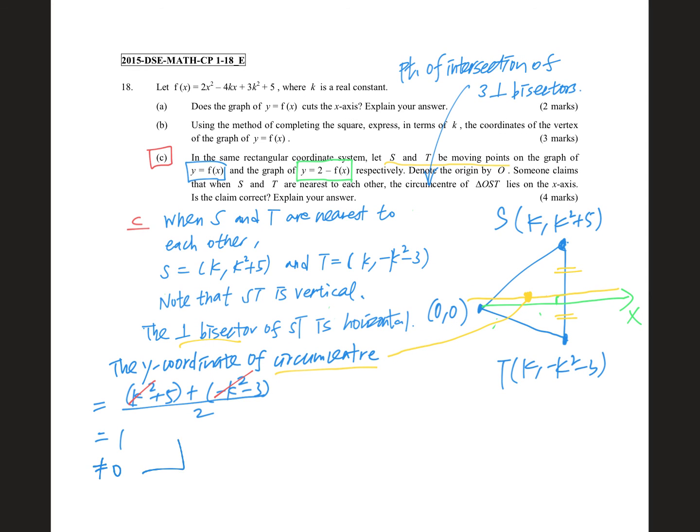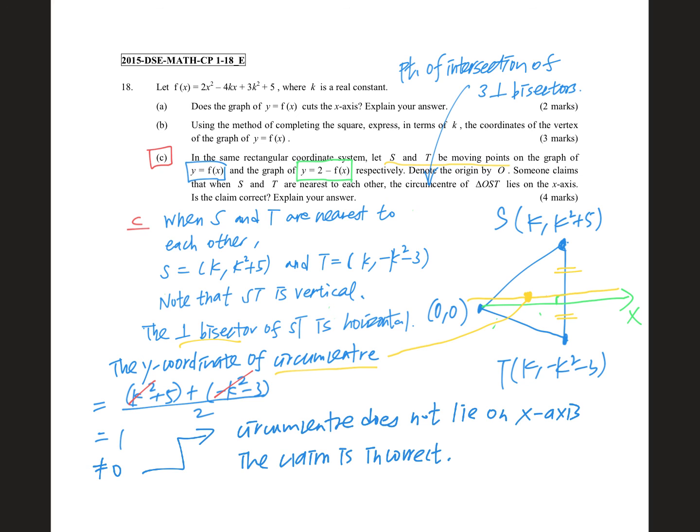So you can see the circumcenter does not lie on the x-axis, because the y coordinate of the circumcenter is not 0, which is independent of k. So that finishes this problem. Thank you for watching.